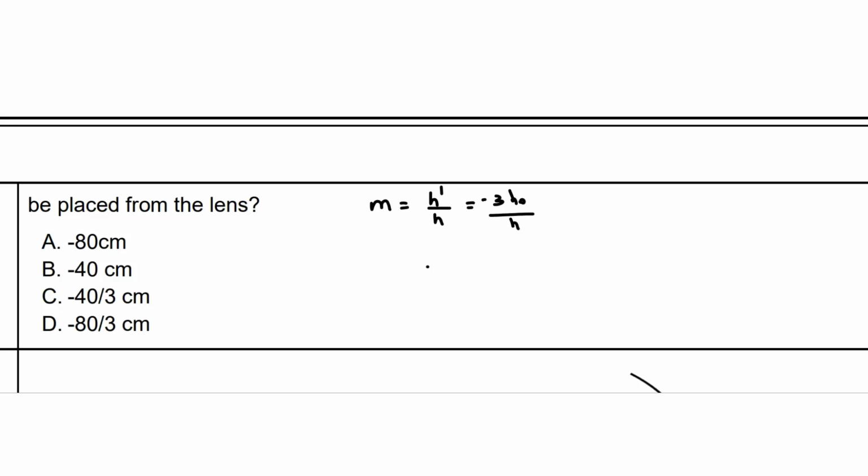So it is negative 3 times h naught, right? So h naught, h naught cancel. So m is equal to negative 3. So the magnification produced is negative 3. Now let us relate this to v and u.